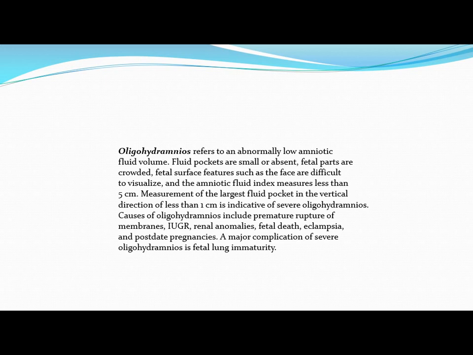Oligohydramnios refers to an abnormally low amniotic fluid volume. Fluid pockets are small or absent. Fetal parts are crowded. Fetal surface features such as the face are difficult to visualize, and the amniotic fluid index measures less than 5 cm. Measurement of the largest fluid pocket in the vertical direction of less than 1 cm is indicative of severe oligohydramnios. Causes of oligohydramnios include premature rupture of membranes, IUGR, renal anomalies, fetal death, eclampsia, and post-date pregnancies. A major complication of severe oligohydramnios is fetal lung immaturity.